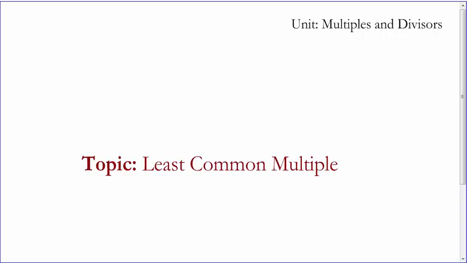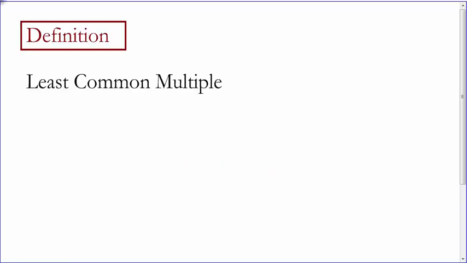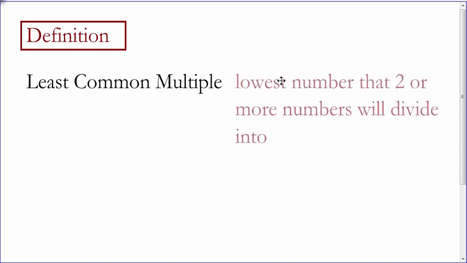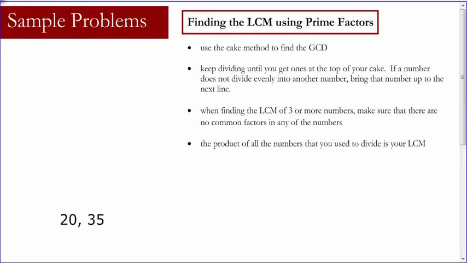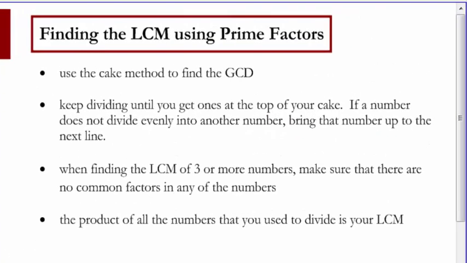In this video, you'll see how to find the least common multiple. So the least common multiple, that's the lowest number that two or more numbers will divide into. We're looking for the smallest multiple of two and sometimes three or four numbers. So let's see how we find that least common multiple.